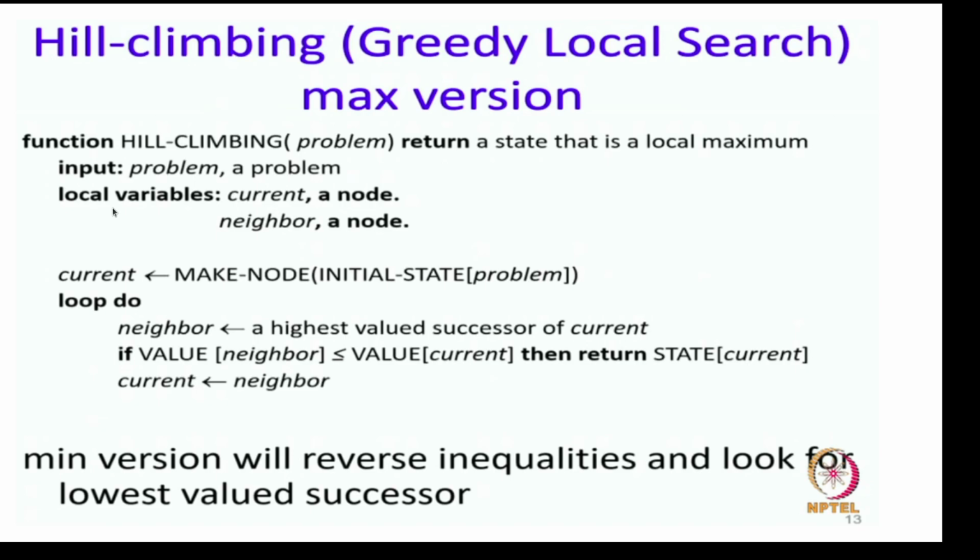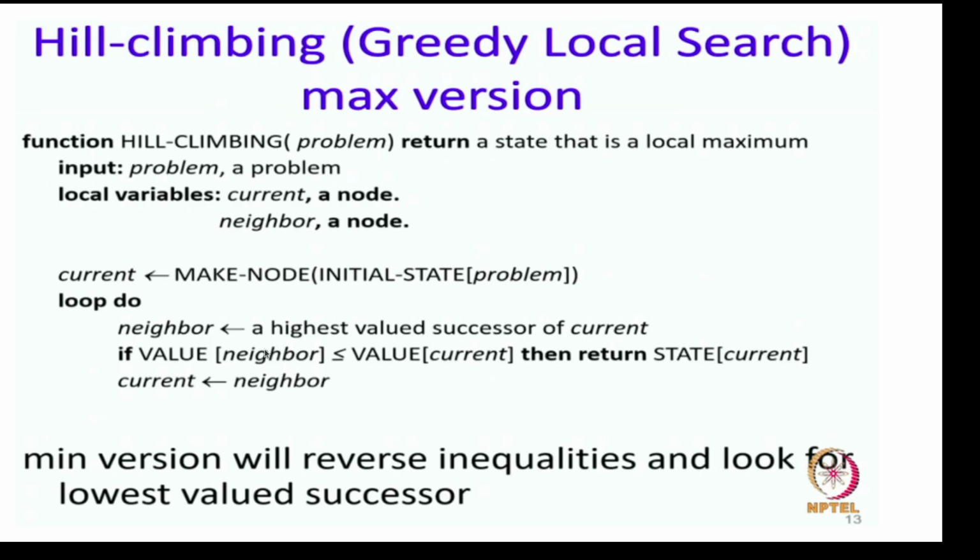What will be the input? Input will be the problem and a local variable, current node. You give me the current node, you give me the neighbors, and I'll return a state if it is the maximum one. So what is happening? We are taking the current node where we are. We are seeing the objective here, the highest value of the successor of the current one, and we are checking all the neighbors.